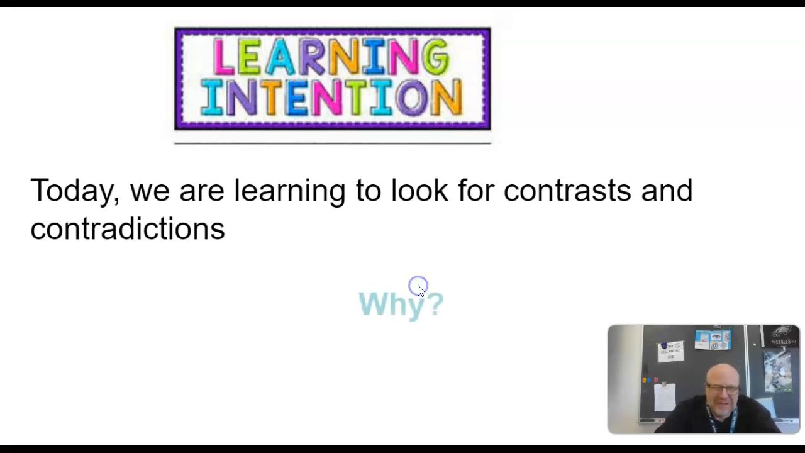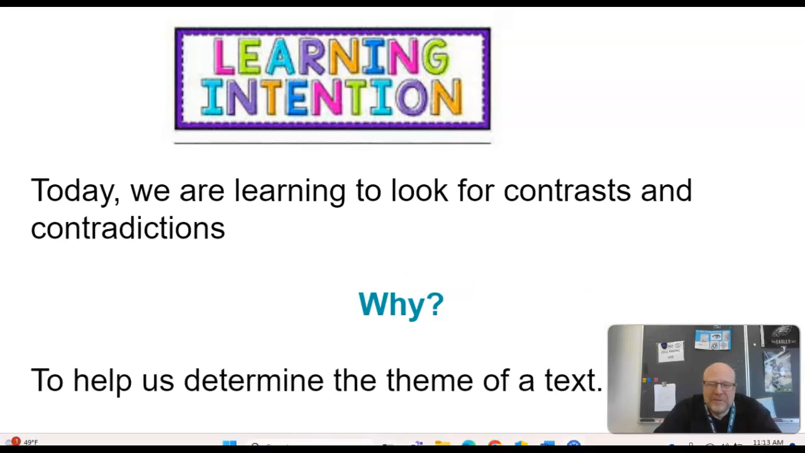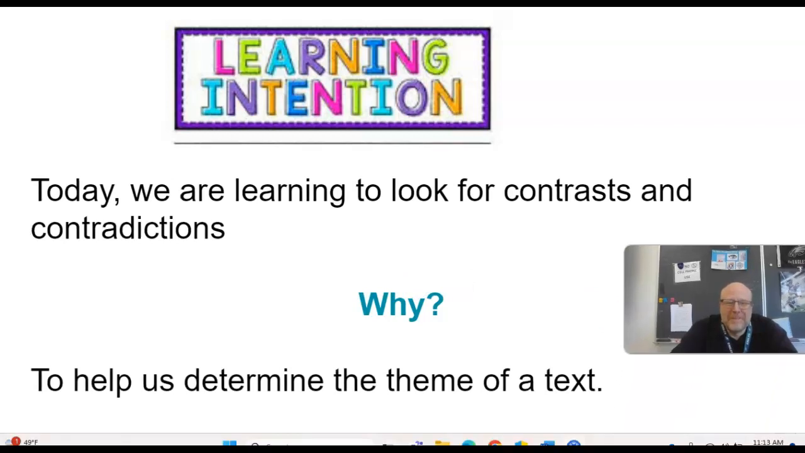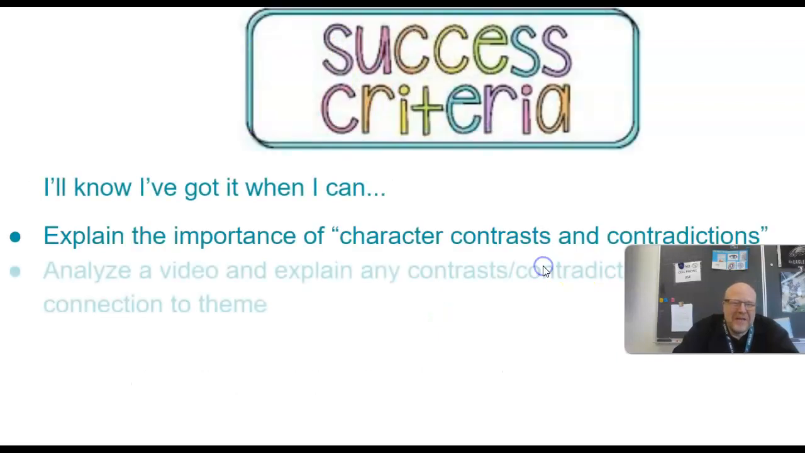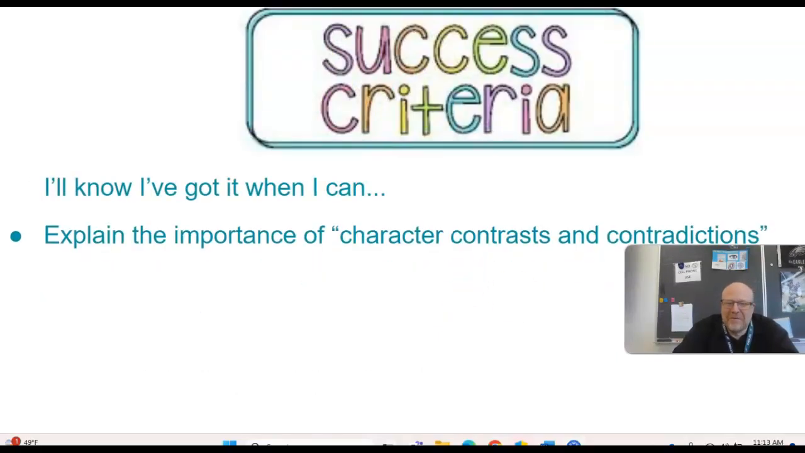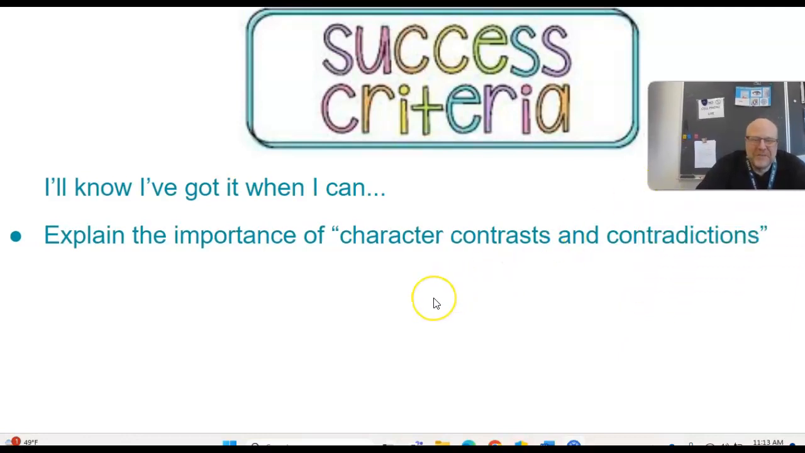Why? I'm glad you asked. It'll help us determine the theme of a text, just like going through different characters, dynamic and round characters, static characters and flat characters, and protagonists and antagonists. Contrast and contradictions also help us determine the theme of a text. You'll know you've got it when you can explain the importance of character, contrast, and contradictions.